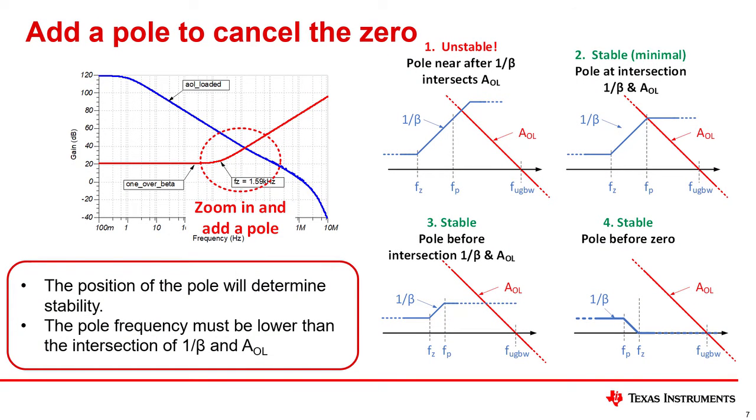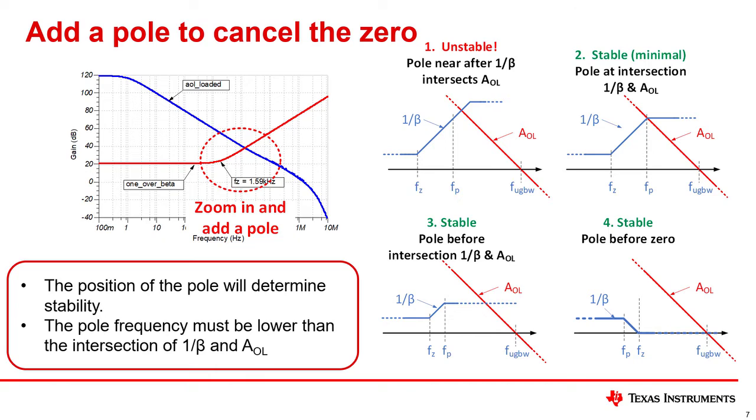This slide illustrates several different placements for the pole frequency. The important point is that the pole must occur before 1 over beta intersects with AOL. The first example shows an unstable case where the pole occurs after 1 over beta intersects AOL. In this case, the rate of closure is still 40 dB per decade. The second example illustrates where the pole frequency is set at the frequency where 1 over beta intersects AOL. This case is the minimal requirement for stability.